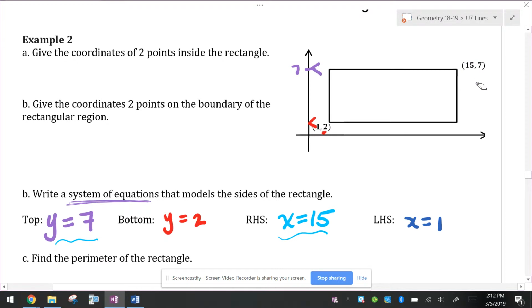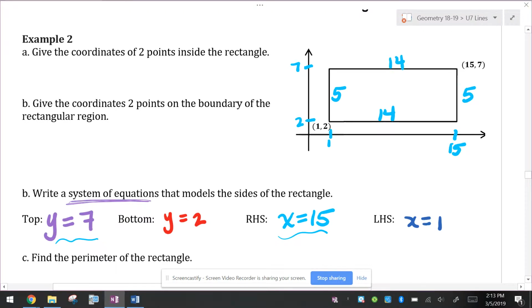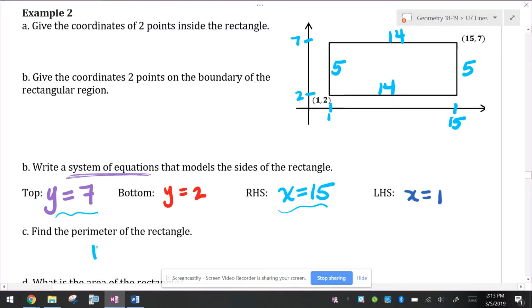Okay, so I'm going to erase all this stuff and think about my perimeter. So if this is a rectangle, my x went from 1 to 15, so the bottom is 14, and my y goes from 2 to 7, so my height there is 5. So if this is a rectangle, those would be 14 and 5 as well. So my perimeter would be 14 and 14 and 5 and 5, which is going to be 38.